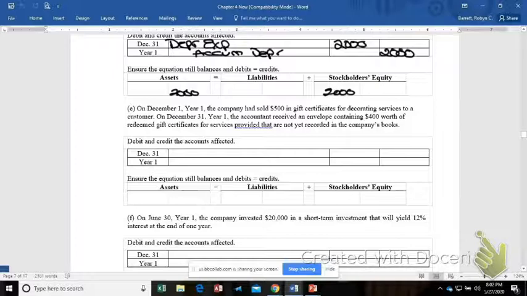All right, the next one says on December 1st, you sold $500 of gift cards for decorating services. The accountant at the end of the month revealed that you had $400 that were redeemed, but you had not yet done anything in the books. So you had $400 of redeemed gift cards. So what did that mean happened with those gift cards?